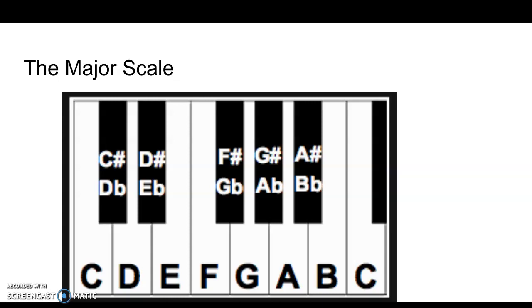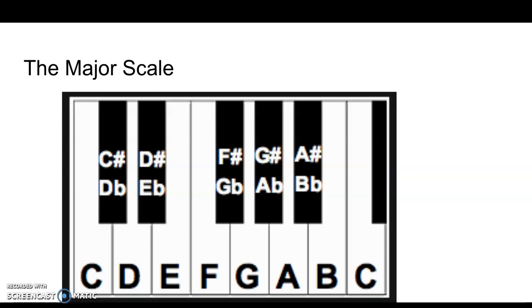So if we raise C by a semitone, we get C sharp. If we lower D by a semitone, we have D flat. So it's what we call an enharmonic note. It has two names. Same thing happens in between D and E. If we raise D by a semitone, we get D sharp. If we lower E by one semitone, we get E flat.